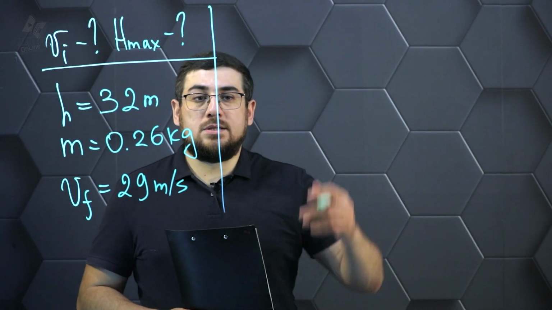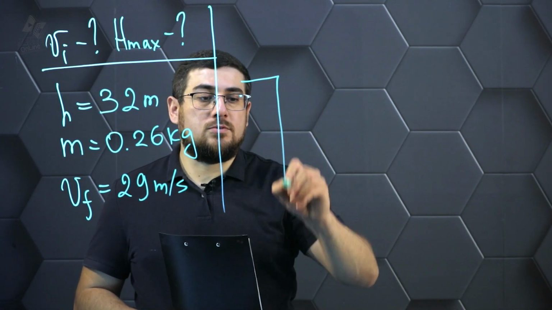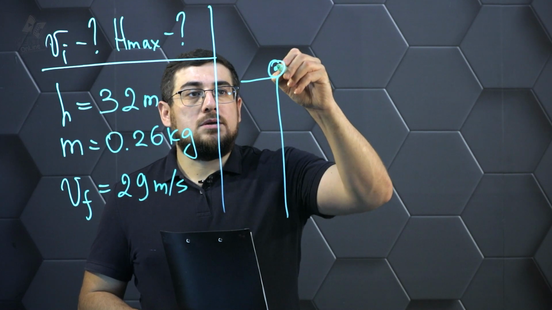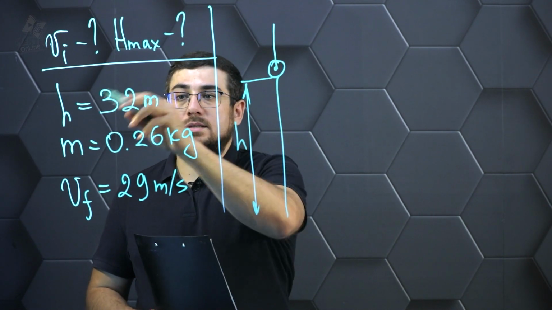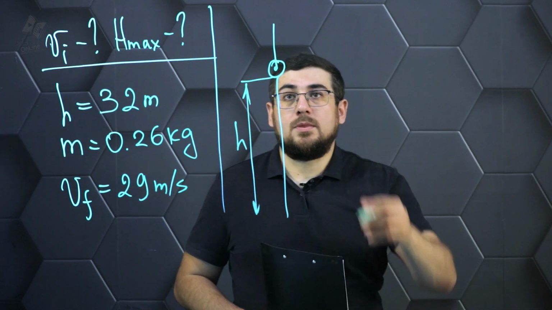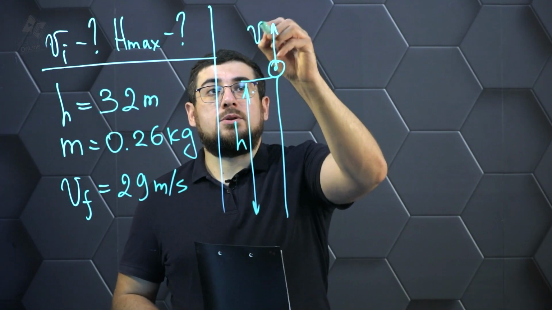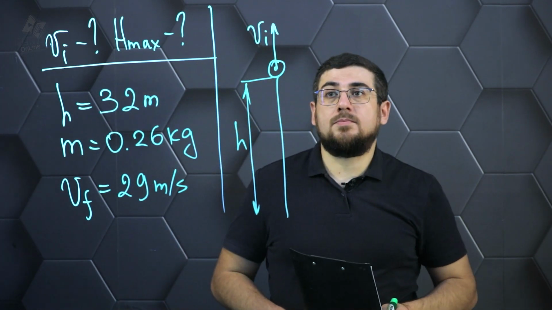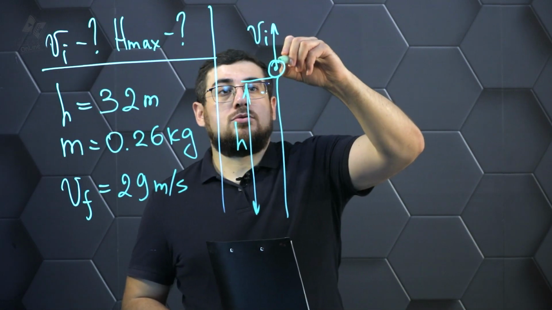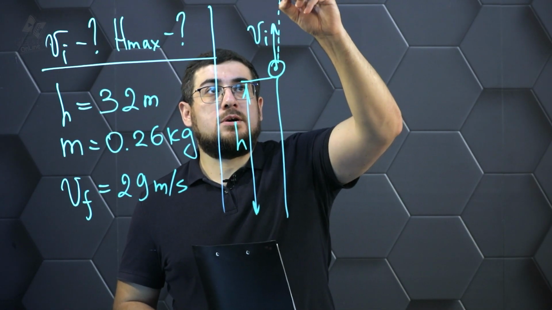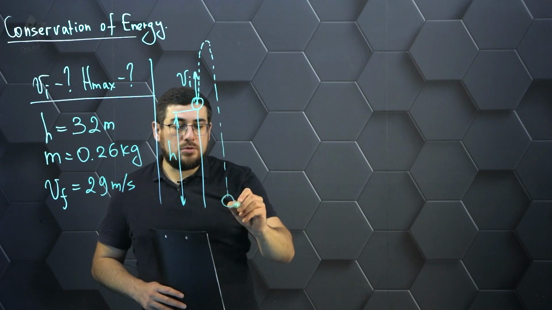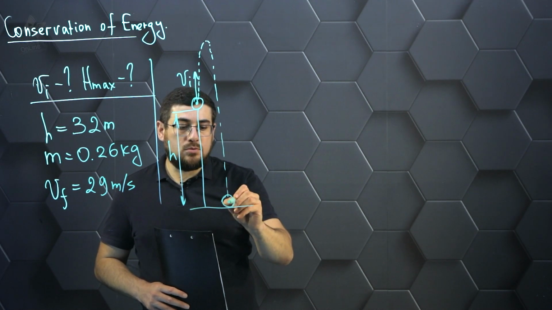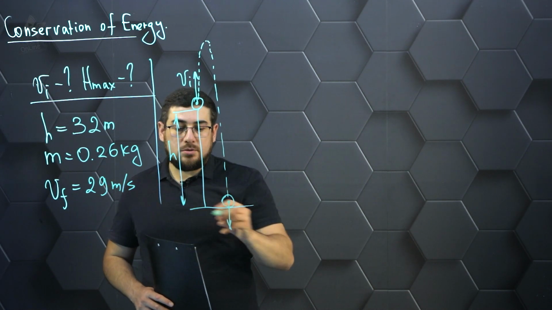What do we know about this problem? Let's show in the figure how the motion of this stone occurs. It is known that there was a throw from a height of 32 meters. This is the height of the rock, and the initial velocity is directed vertically upwards according to the problem. The stone, due to this throw, will rise to some height and then fall down. And at falling to the ground, it has a final velocity of 29 meters per second. We know it.